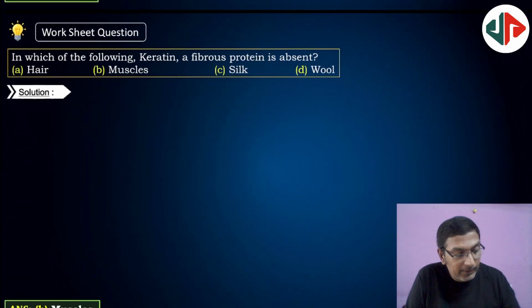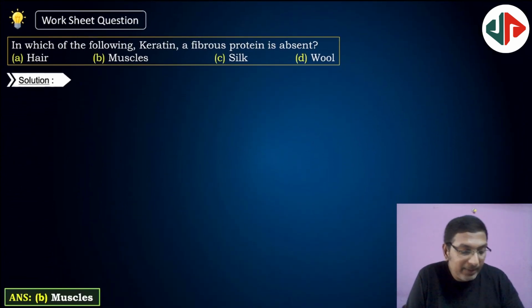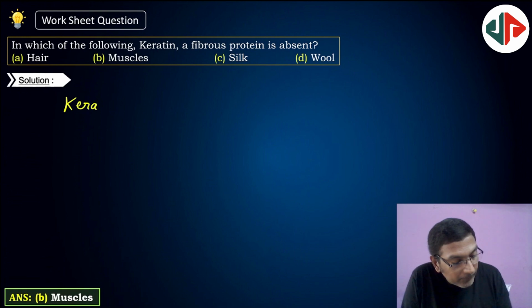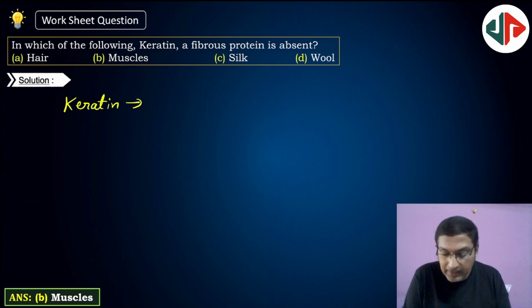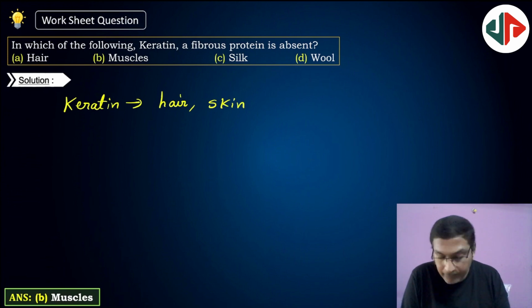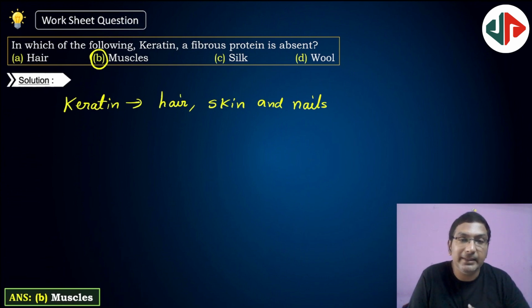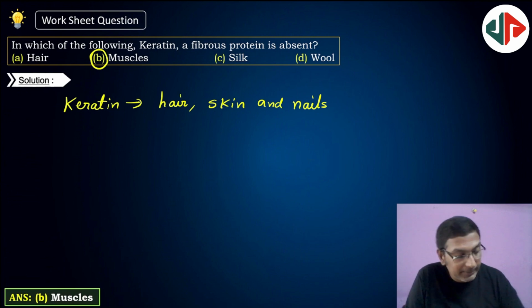Next. In which of the following keratin, which is a fibrous protein, is absent? So keratin is part of hair, skin and nails. So in muscles it will not be present. Silk also contains keratin. Wool also contains keratin. Keratin is part of hair, skin and nails. In muscles it will be absent. Next.